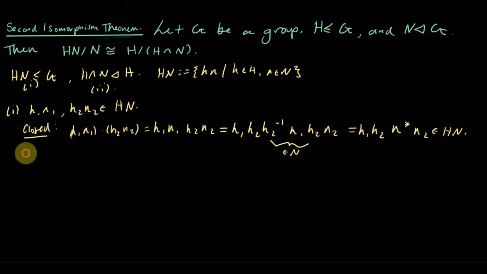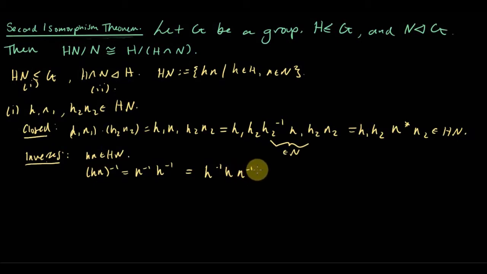Now we do the same for inverses. So let's take hn in HN, and now we'll write its inverse, (hn) inverse. We can expand this out as n inverse h inverse. We can do the same thing. We can put in h inverse h before this term.